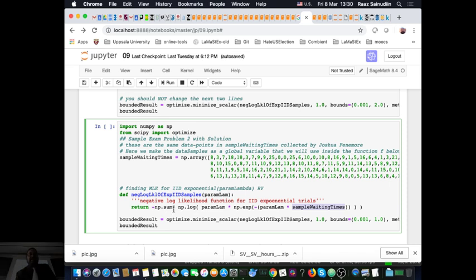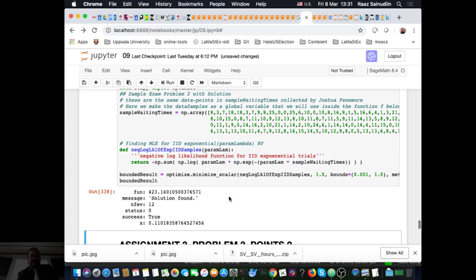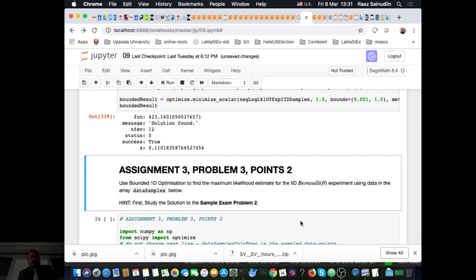Now for every value of the parameter lambda, this is going to give you a likelihood value. And that's all the numerical optimization routine needs to know to crawl and find an answer. That's all we're doing. Okay, so let's see what this does. Solution found, number of functions 12, and it's giving me 0.11, which for this problem is also the answer when we did it analytically, up to some last digits.